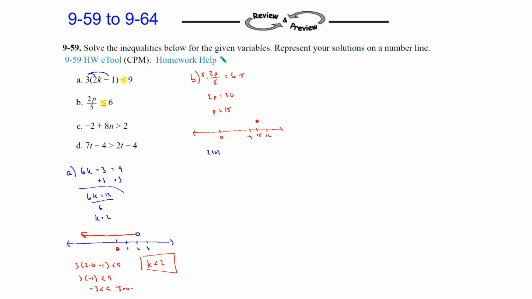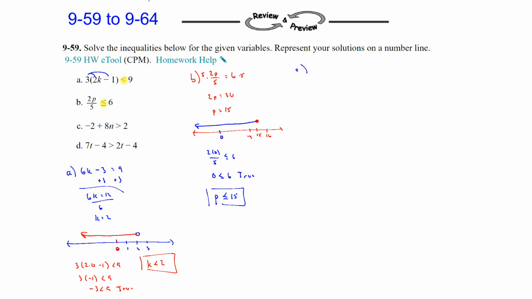2 times 0 divided by 5 is less than or equal to 6. Well, 2 times 0 is 0. 0 divided by 5 is 0. So is 0 less than or equal to 6? Yes, that is a true statement. So all the way over here at 0 is true, which means all of these values over here are also true. And then our inequality would be that p is less than or equal to 15.